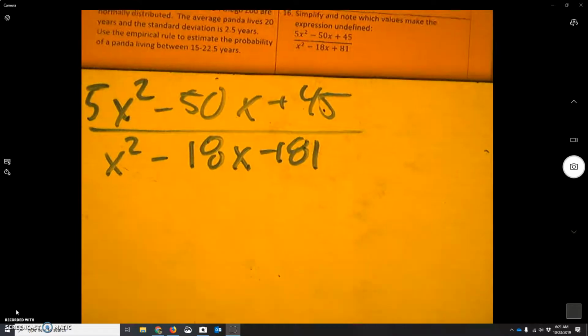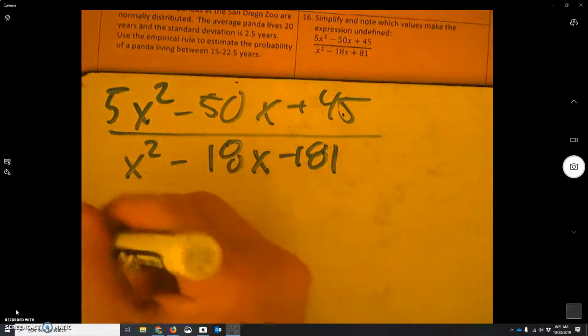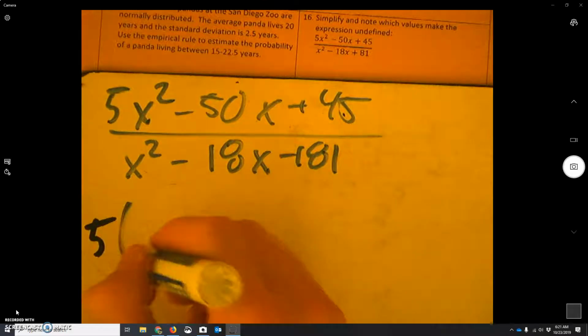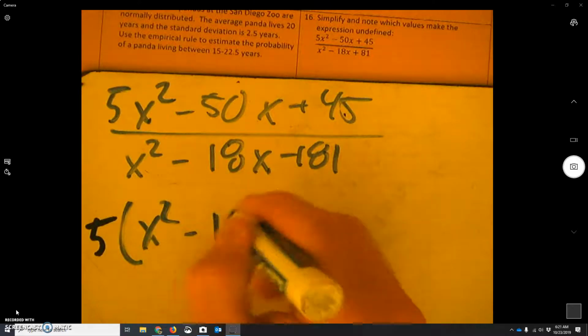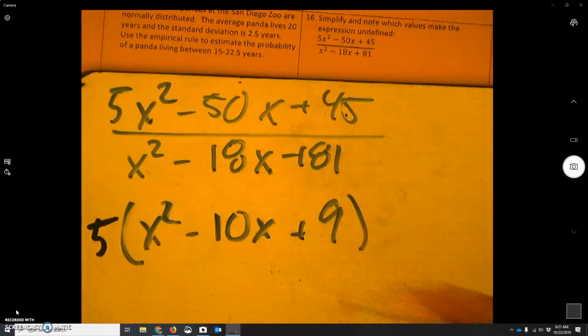The top, you can see a 5 is out in front as our leading coefficient. You want to see if you can divide this number out of all these numbers first, which we can. So when I do, I'm left with 5 on the outside. What is left over? Well, 5 times x squared is 5x squared, 5 times negative 10x is negative 50x, and 5 times 9 is 45.